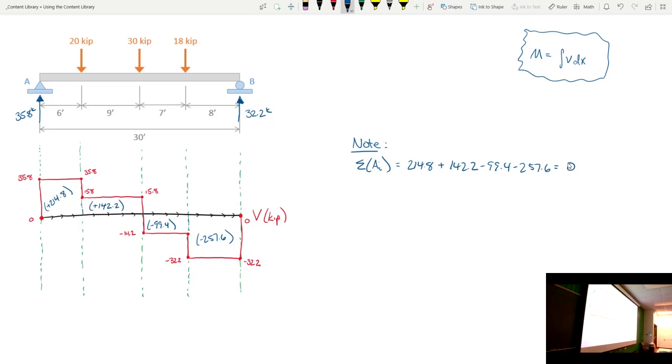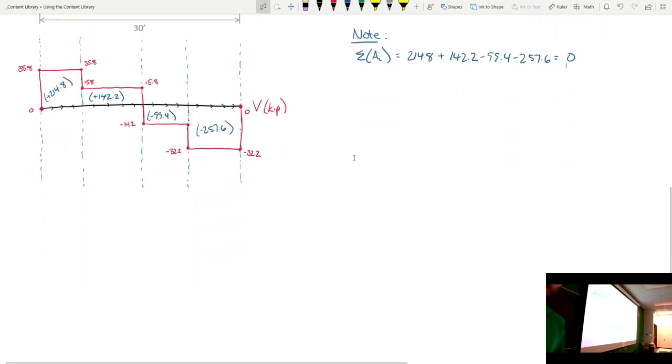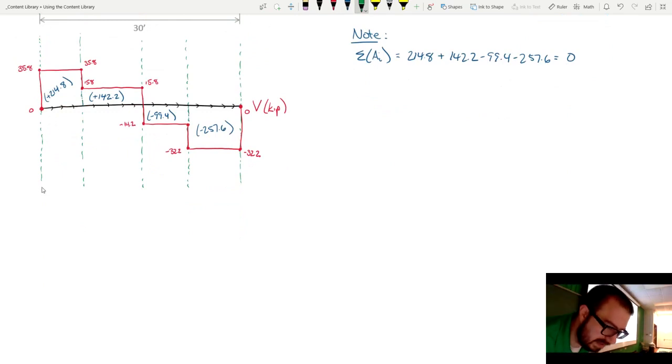Okay? Those two reactions are the only reactions that will cause both the shear diagram and the moment diagram to start at 0 and end at 0. They are the only two reactions that will keep this beam in static equilibrium. So they inadvertently serve as a check for that. Okay? So let's illustrate that.